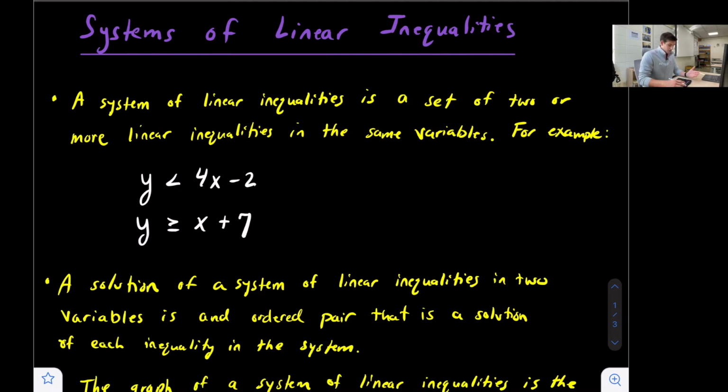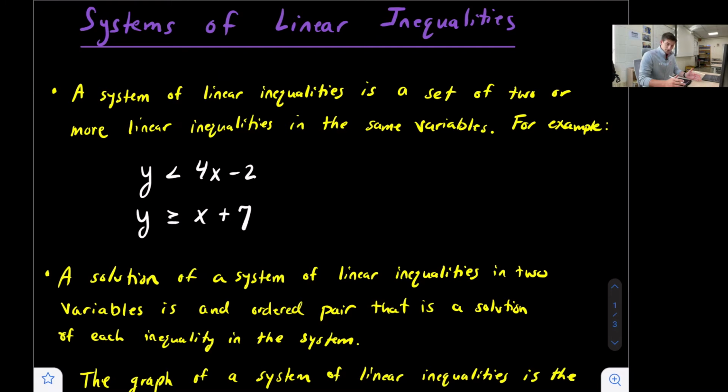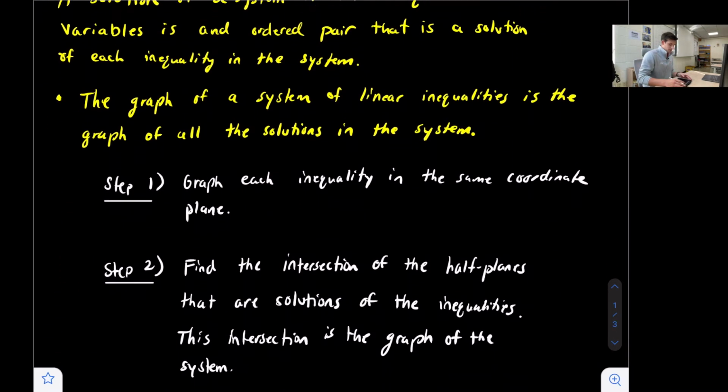So just like we talked about with systems of linear equations, a solution of a system has to be a solution to both of the inequalities in the system, okay? For our purposes, we're going to look at a system of linear inequalities that contains just two linear inequalities, okay? We are going to solve the system by graphing.